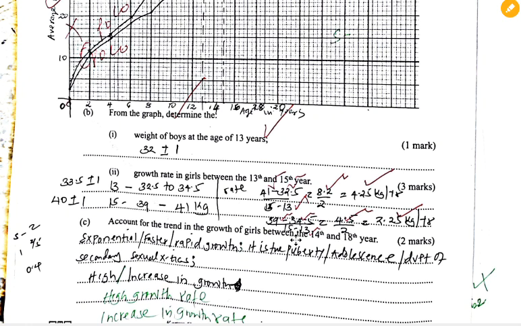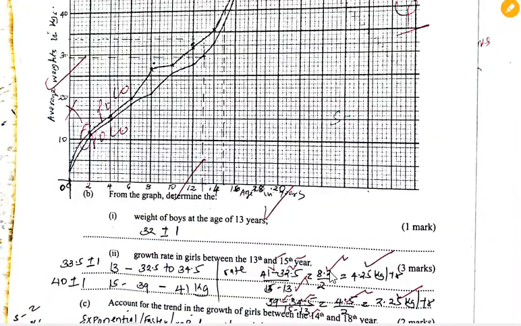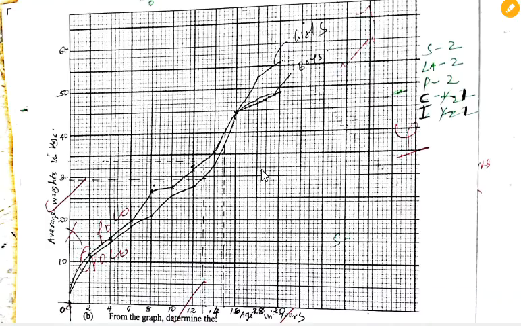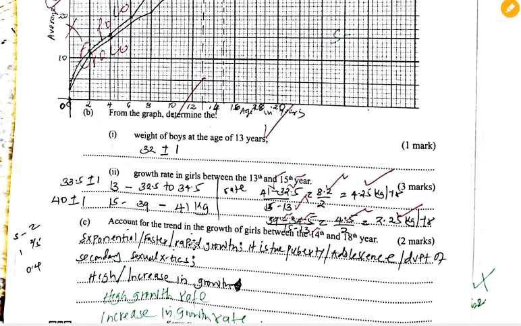Then part C, account for the trend in growth in girls between the 14th and 18th year. As you can see, there is a faster or rapid growth, and this is puberty or adolescence, the development of secondary sexual characteristics, hence increase in growth.